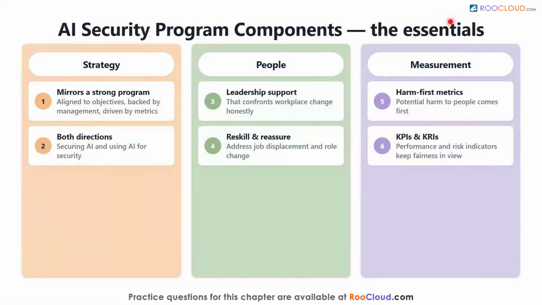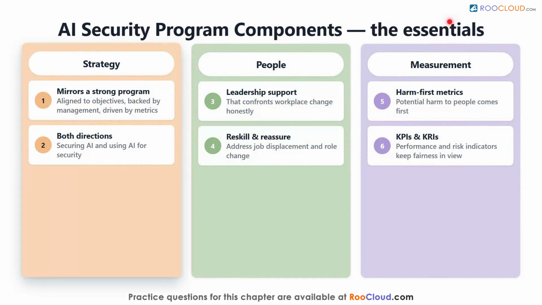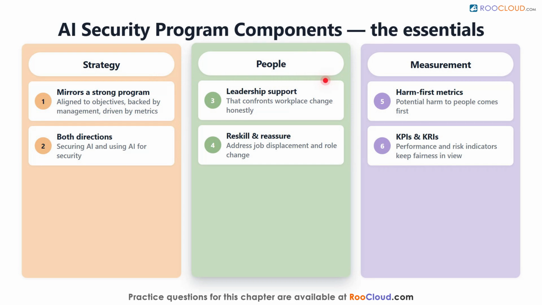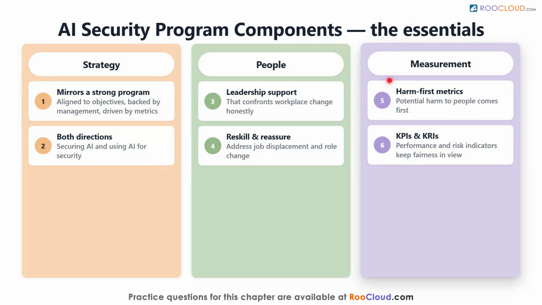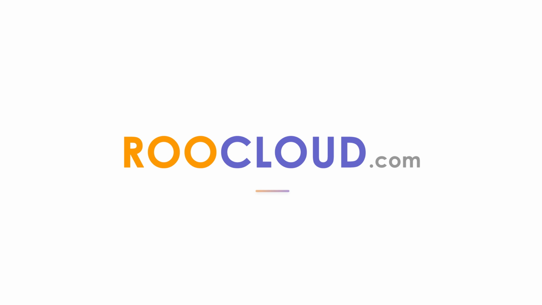Let's bring it all together. An AI security program mirrors a strong security program, aligned to objectives, backed by management, and driven by metrics. It must handle both securing AI and using AI for security. It depends on leadership support that confronts workplace change honestly, and it lives or dies by its measurement, using harm-first metrics plus performance and risk indicators that keep fairness and reliability in view.